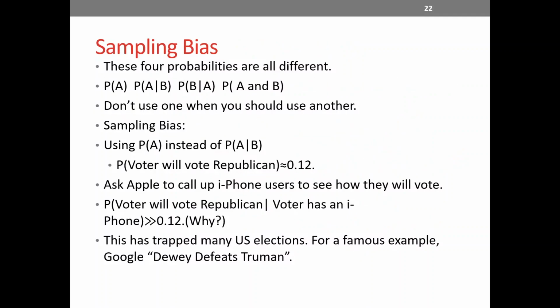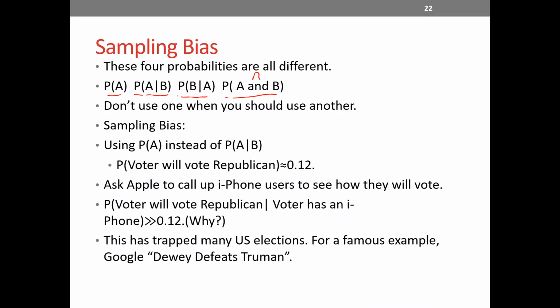Okay, so that's the multiplication rule. Let's talk a little bit about sampling bias and also transposed conditional, and then I'll finish this video, and in the next video then we'll discuss the Bayes theorem. Okay, so what is sampling bias? Now when we were talking about conditional probability and the multiplication rule, we saw all these terms, right? Probability of A, probability of A given B, probability of B given A, and probability of A and B.